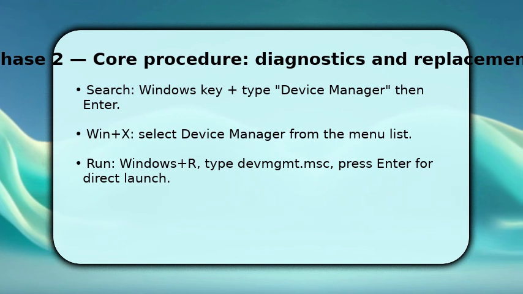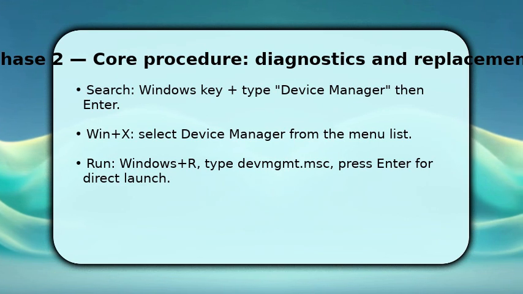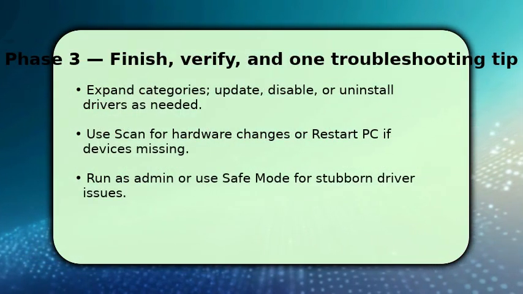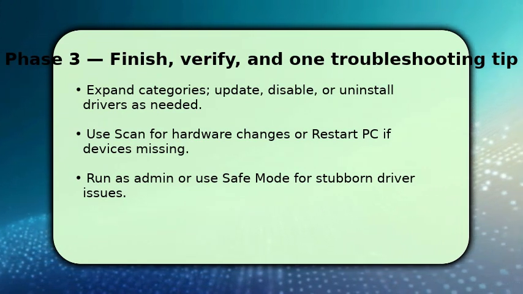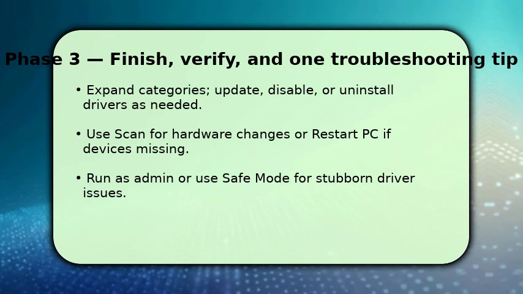Now that Device Manager is open, expand the relevant category, right-click a device, and choose Update, Disable, or Uninstall depending on your goal. Once changes complete, use Scan for hardware changes or restart the PC to apply modifications.